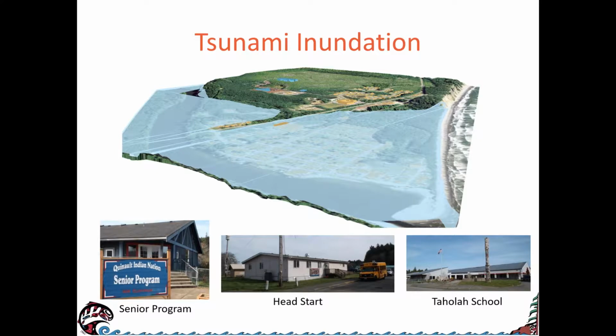This shows the likely tsunami inundation in the lower village from a 9.0 earthquake. This was modeled by the Washington Department of Natural Resources. As you can see, the entire lower village would be wiped out, as well as senior program, Head Start, the whole of school, and some of the other programs I talked about earlier. Next.